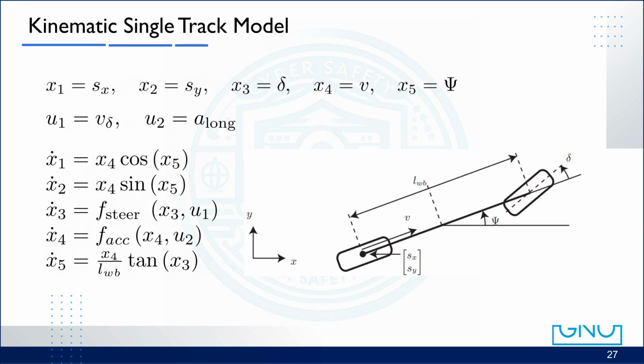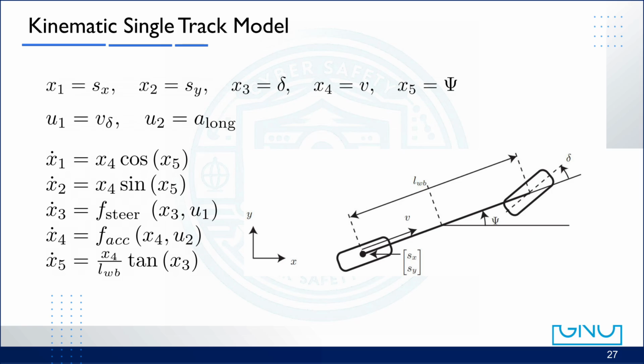We define 5 state variables. x1, the vehicle's position along the x-axis. x2, the position along the y-axis. x3, the steering angle delta. x4, the velocity v. And x5, the heading angle psi. There are 2 input variables, u1, the steering rate noted as v delta, and u2, the longitudinal acceleration noted as a long. Now, the state equations are as follows.